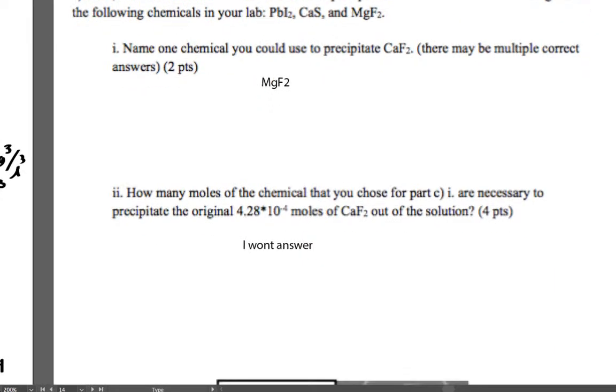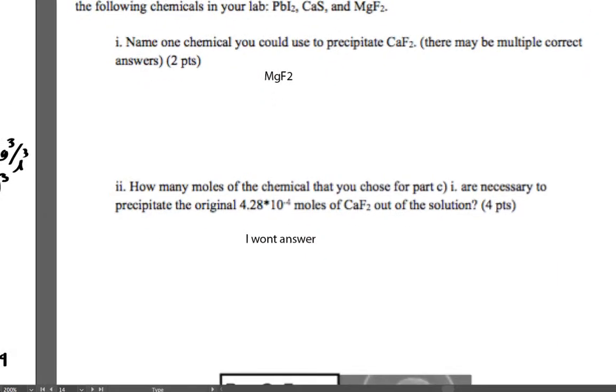And so now let's actually solve this one. How many moles of the chemical that you use for part C are necessary to precipitate the original 4.28 times 10 to the power negative 4 moles of CaF2 out of the solution? So basically this question will literally ask you about the principle of this guy here, CaF2 equilibrium of Ca2 plus with 2F minus.